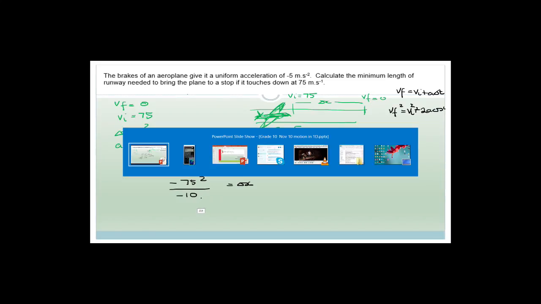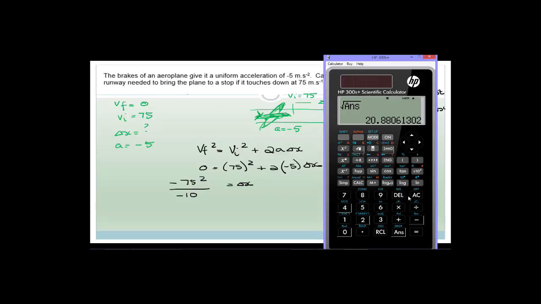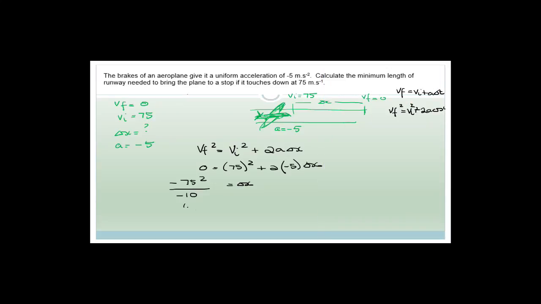So then, if we get out our calculator, we can say 75 squared divided by 10 equals 562.5 meters. 562.5 meters. So the minimum runway we need, the absolute minimum, is 562.5 meters. Right. Let's try another example.